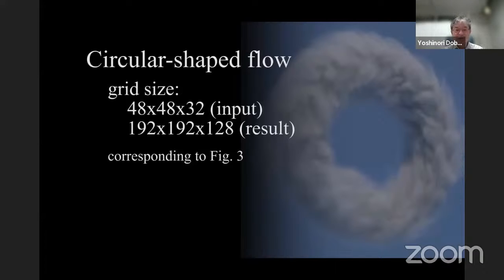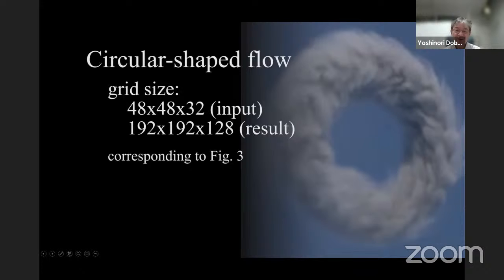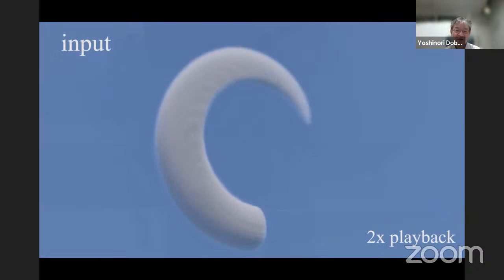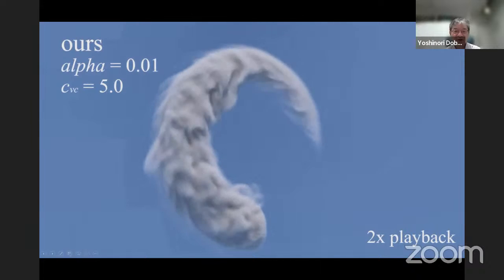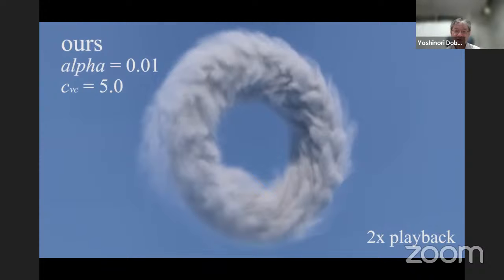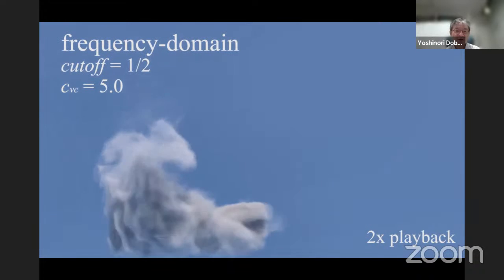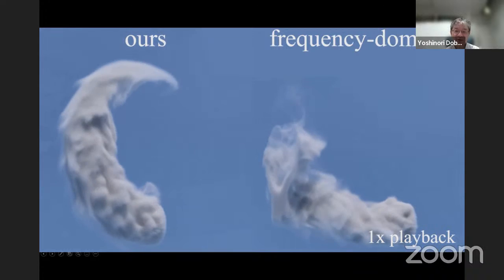Okay, now let me show you some examples. This one uses a kind of non-physical input. In this case, we want to make the smoke form a circular shape. This is the input velocity field, and here is our result. A realistic motion is obtained. And if we use the frequency domain method, again, the method does not work well. And this is the side-by-side comparison.